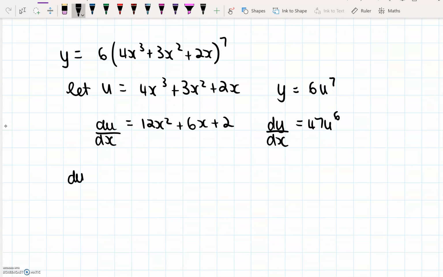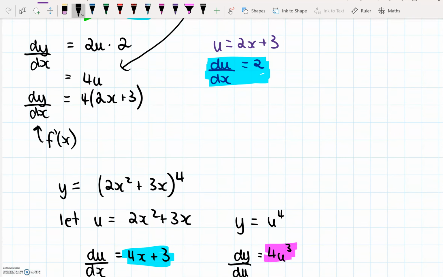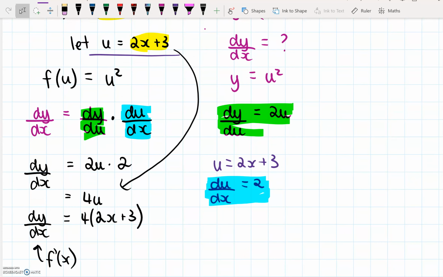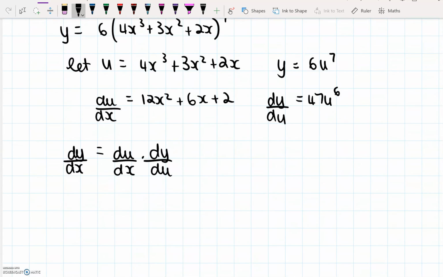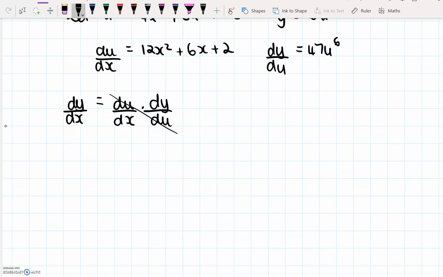dy dx is equal to du dx times dy du. Sorry, this should have been a u back here. And I think way back here I might not have shown you why we were able to do this, because when you're multiplying these you can see that we can cancel the du's out and we get dy dx left. My apologies for not mentioning that. So if we cancel the du's, what's left is the dy dx.